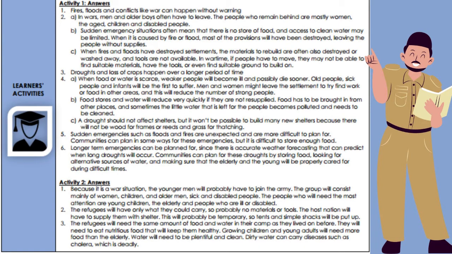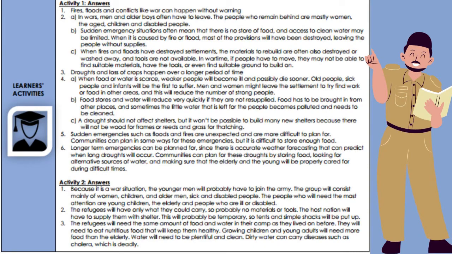3. Droughts and loss of crops happen over a longer period of time. 4. A. When food or water is scarce, weaker people will become ill and possibly die sooner. Old people, sick people, and infants will be the first to suffer. Men and women might leave the settlement to try to find work or food in other areas, and this will reduce the number of strong people.